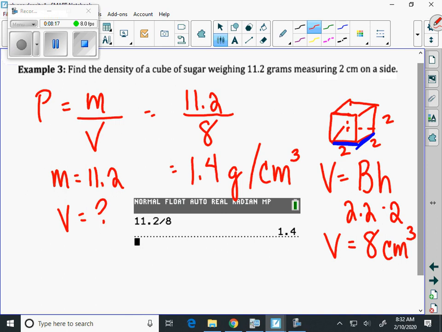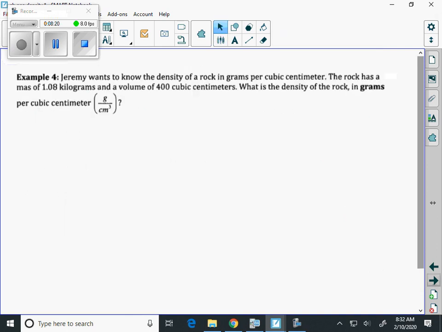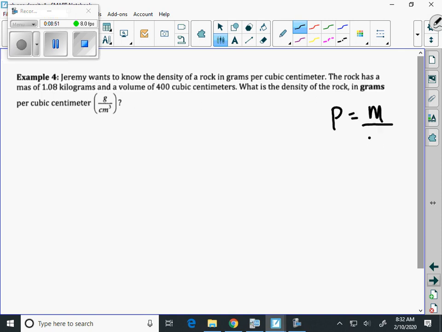And to finish, one little piece of information that we might need to work with a little bit more. It says Jeremy wants to know the density of a rock in grams per cubic centimeter. The rock has a mass of 1.08 kilograms and a volume of 400 cubic centimeters. What is the density of the rock in grams? So right now what we're given is kilograms. Eventually we still need to use this formula here, but when we start, we need to convert the kilograms.